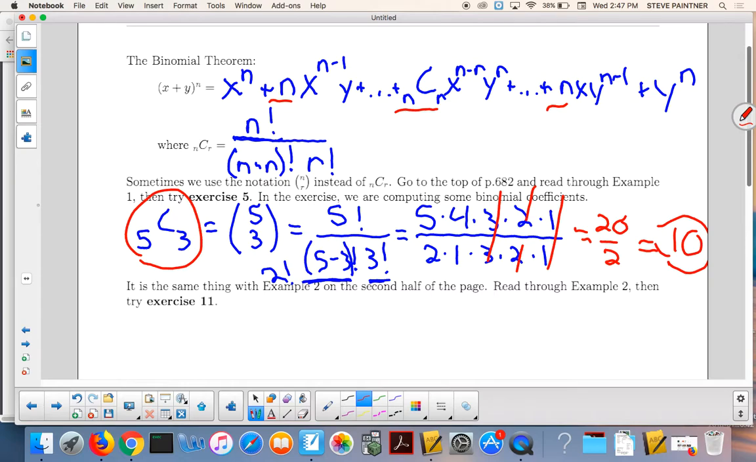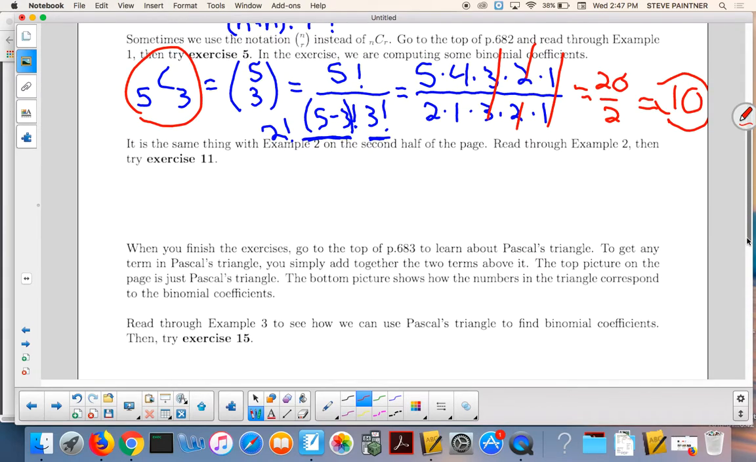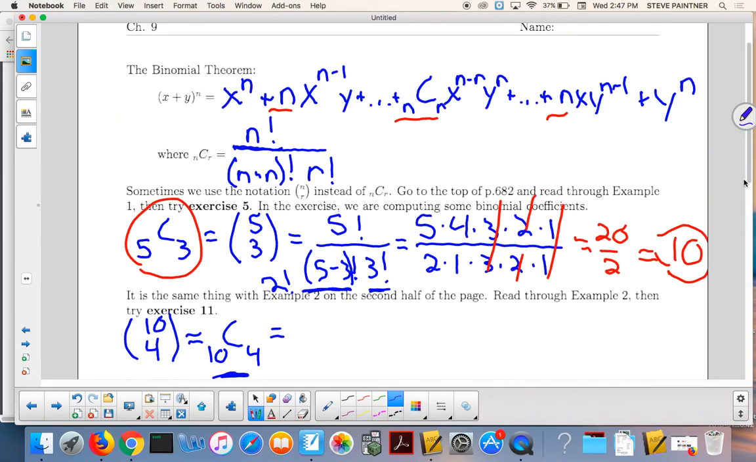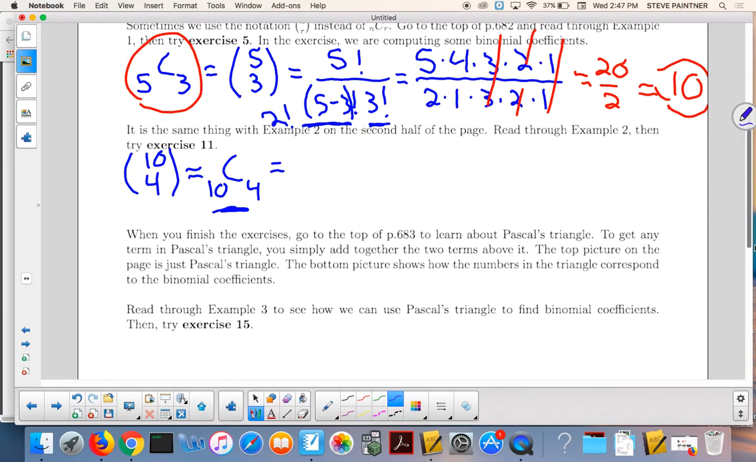It's the same thing if you look at exercise 11. It wants you to compute 10 choose 4 in this case. Just to re-emphasize the notation, you could also write this in the other form. Either works, and this is the notation they actually use in the binomial theorem. So, referring again to our formula on the top of our notes page, 10 choose 4 is just 10 factorial over 10 minus 4 factorial times 4 factorial.